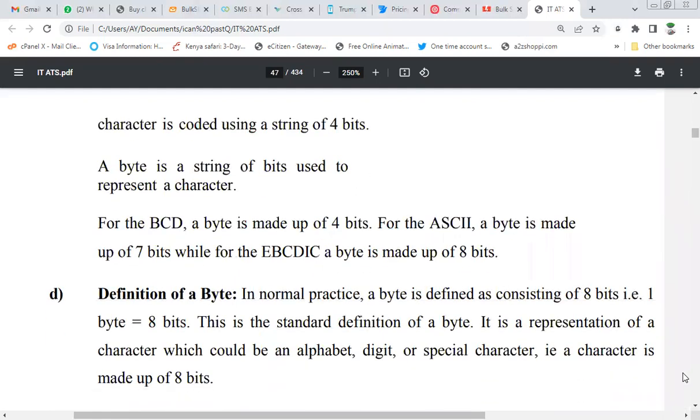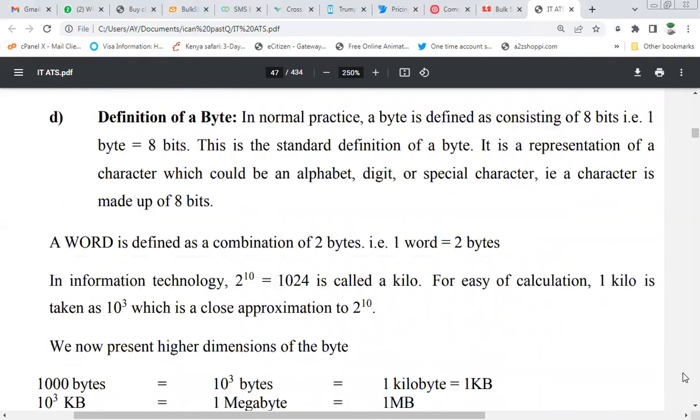So we have bytes also. In normal practice, a byte is defined as consisting of 8 bits. 1 byte is equal to 8 bits. This is the standard definition of a byte. It is a representation of a character, which could be an alphabet, digit, or special character. A character is made of 8 bits. A word is defined as a combination of 2 bytes. 1 word is equal to 2 bytes.